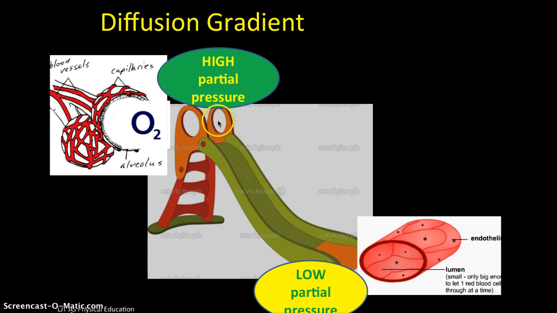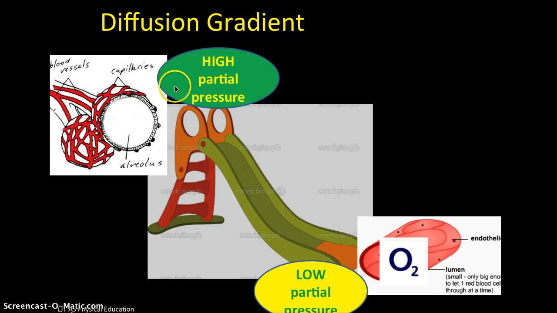In order for a slide to work, you need a higher end and a lower end, and then you will move from one end to the other. And I guess it's the same principle with gases. We need a higher and a lower in order to make the oxygen or the carbon dioxide, whichever we're talking about, move from one place to another. And it moves, it diffuses until there's equilibrium, and that means until there's a balance again.